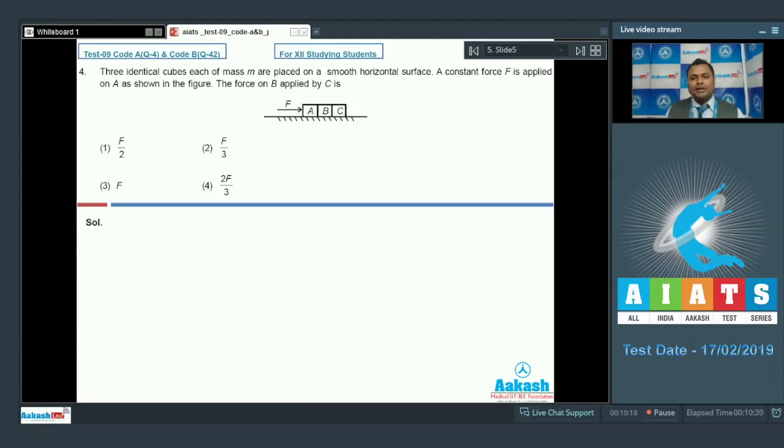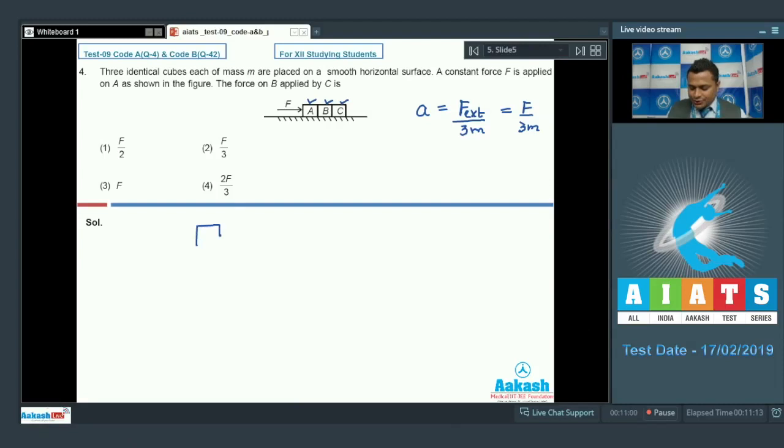The force on capital B provided by capital C will be what? Now, if we see the diagram, we will find that the net external force acting on the system containing three blocks is capital F. So therefore we can calculate the acceleration of the system, that is F external divided by total mass, which is F by 3m. It means the system will accelerate with this acceleration, and block A, block B as well as block C, all of them will accelerate with the same acceleration.